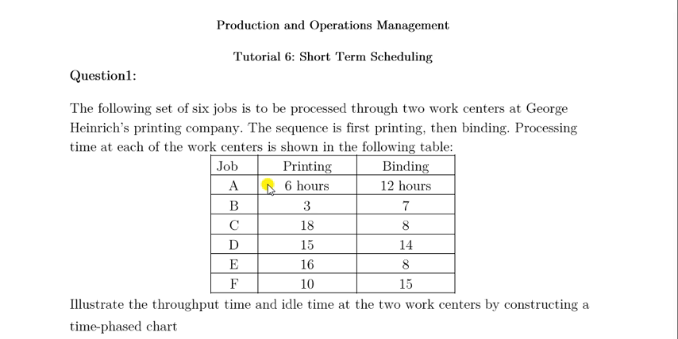The technique we'll be using is Johnson's rule, and it is quite simple. All we need to do is find the shortest processing time in this whole table. If that processing time is on the first machine, the printing machine, we put that job in the front of the queue. If it is on the second machine, we put it at the end of the queue.